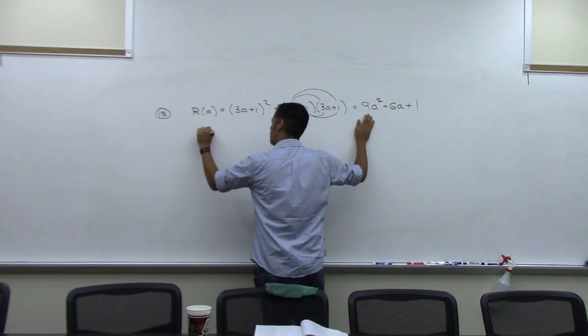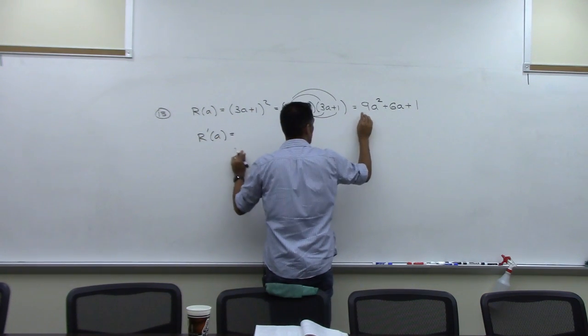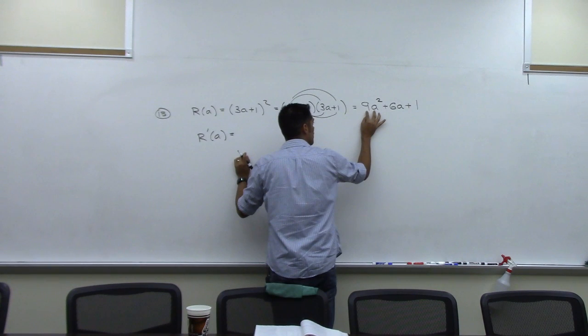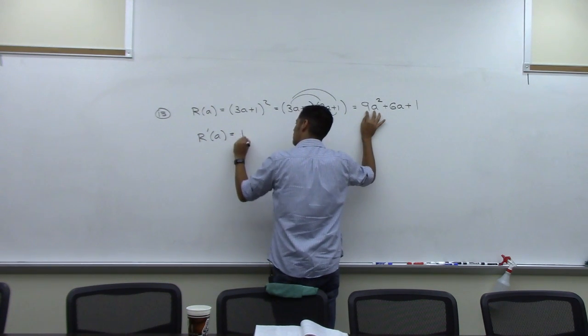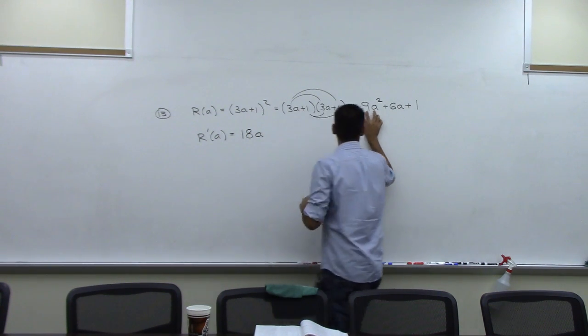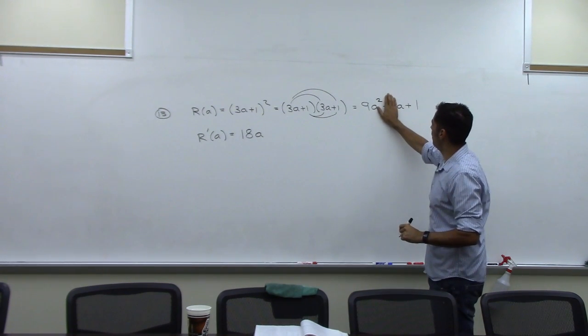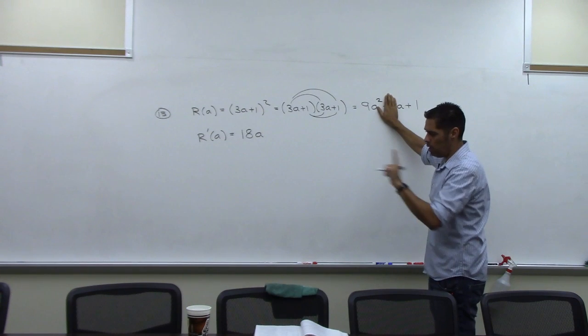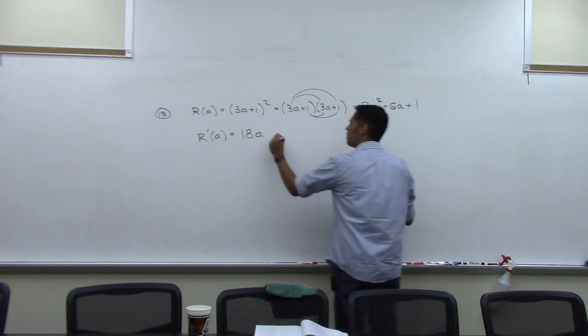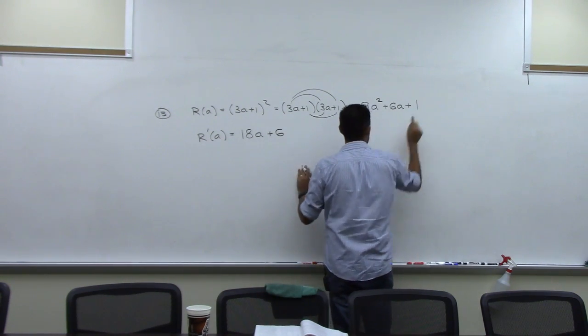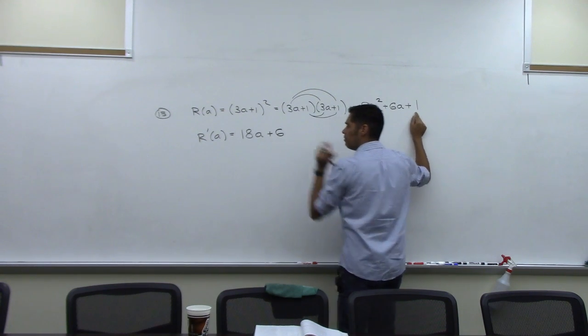So I'll go quick through this one. All right, 9 is going to come along for the ride. Derivative of a squared is 2a. 9 times 2 is 18. So 18a. Here, derivative of 6 times a, well, cover up the 6. It's going to come for the ride. Derivative of a is 1. So it's just going to be plus 6. And then derivative of a constant is 0. So that's it.